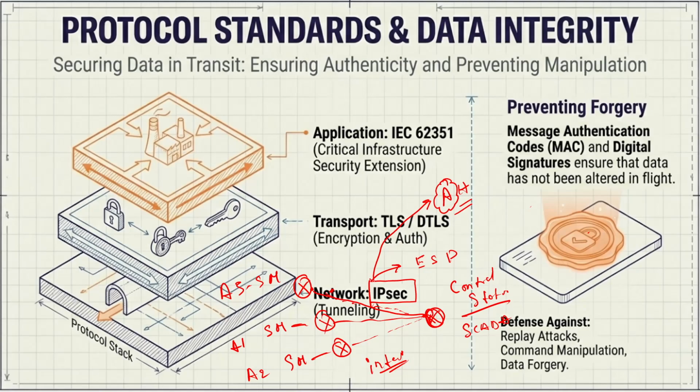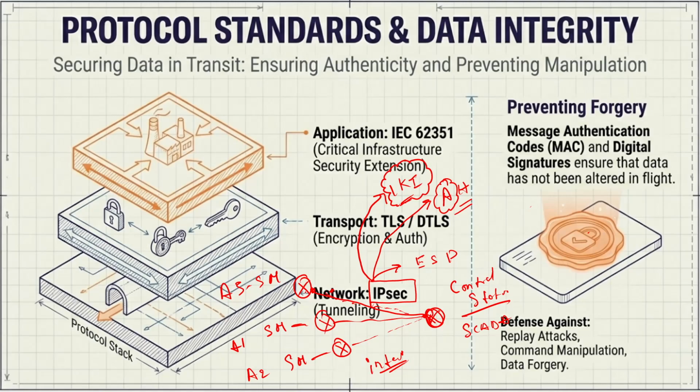Now the third part of IPsec is the IKE, the Internet Key Exchange. These are very important parameters. This IKE always exchanges the security association.